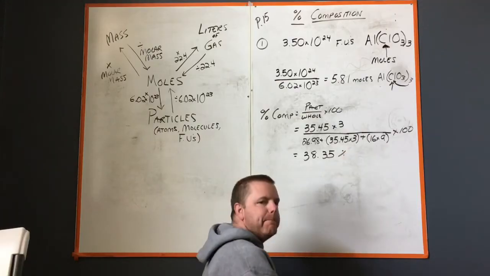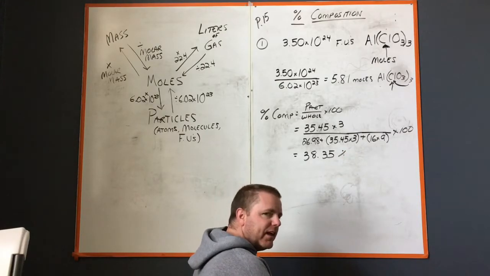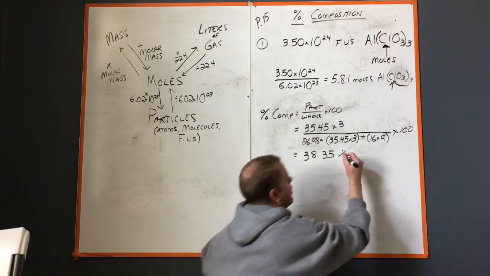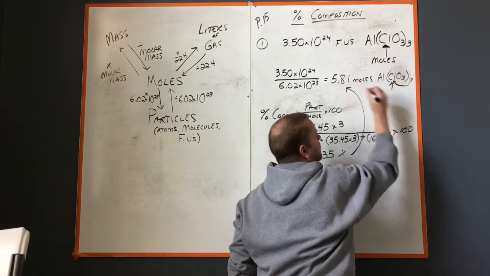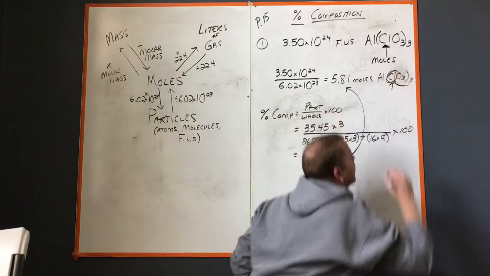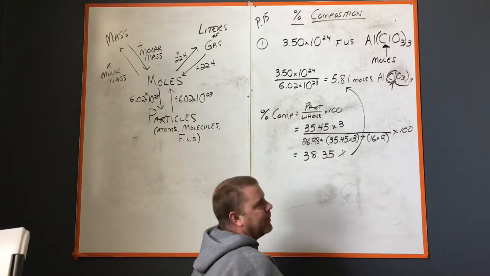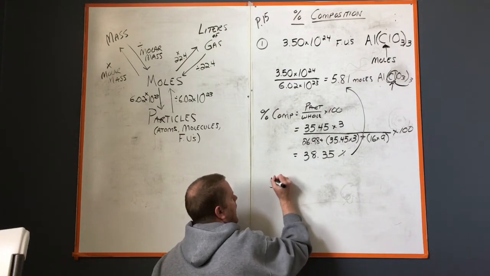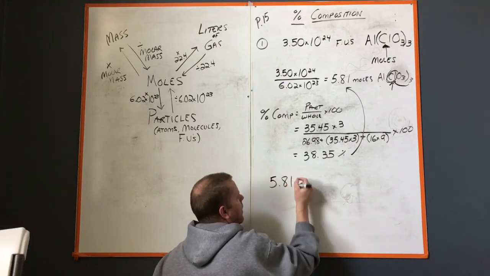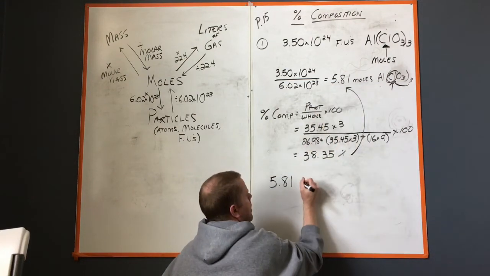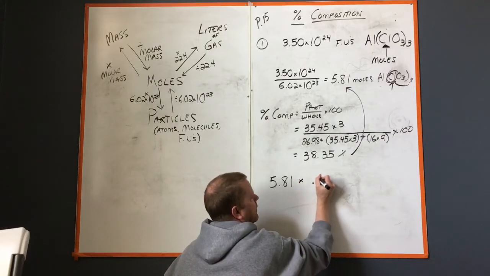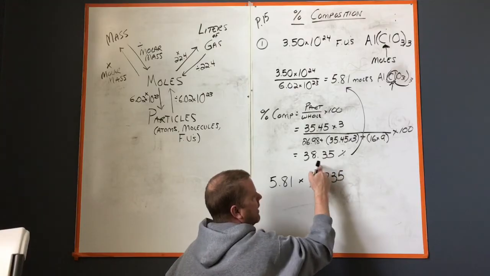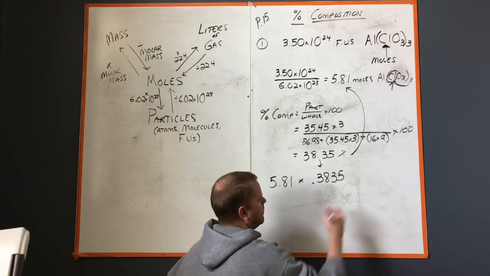So what does that mean? Well, of this 5.81 moles, 38.35% of it is just chlorine atoms. So we take 5.81 moles, again from right there, and multiply that by 0.3835. Where did I get that from? It's the percentage as a decimal.